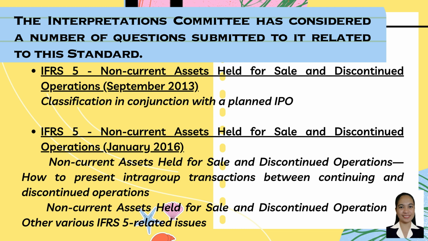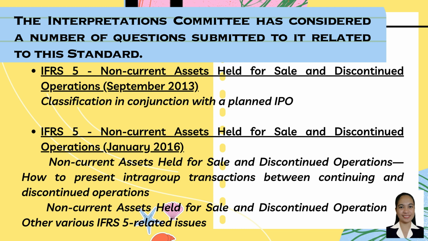However, IFRS 5 does not provide specific requirements on how to eliminate intra-group transactions between the continuing and discontinued operations. So, that was the problem here. Another one is non-current assets held for sale and discontinued operations and other various IFRS 5 related issues. So, there are still other various issues in IFRS 5.